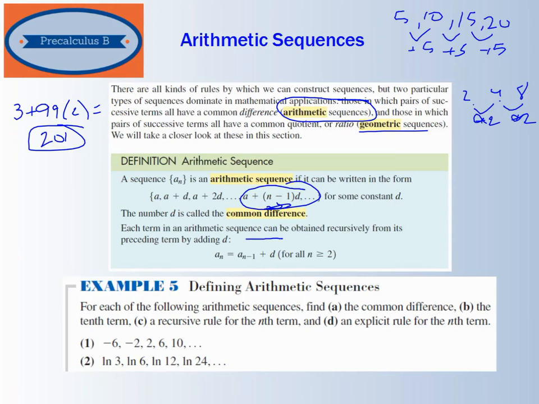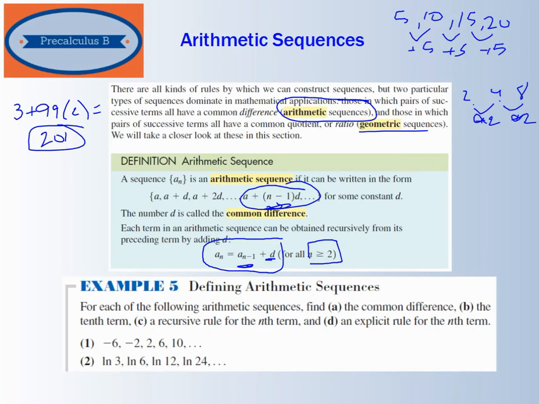And so this is the formula in a recursive format for all arithmetic sequences: a sub n is equal to a sub n minus 1 plus d. That's the recursive formula for any arithmetic sequence, where d is the common difference, and this is valid for all n greater than or equal to 2 because we have to have that previous term already defined.